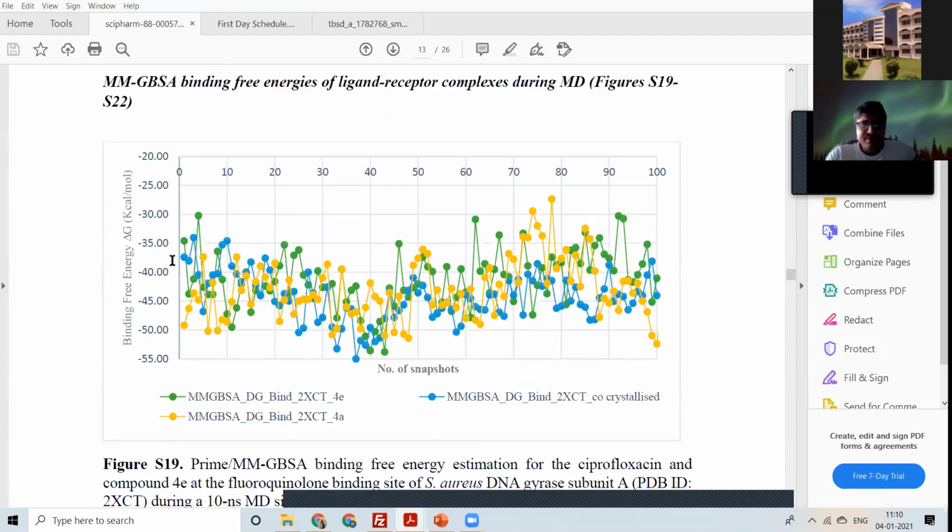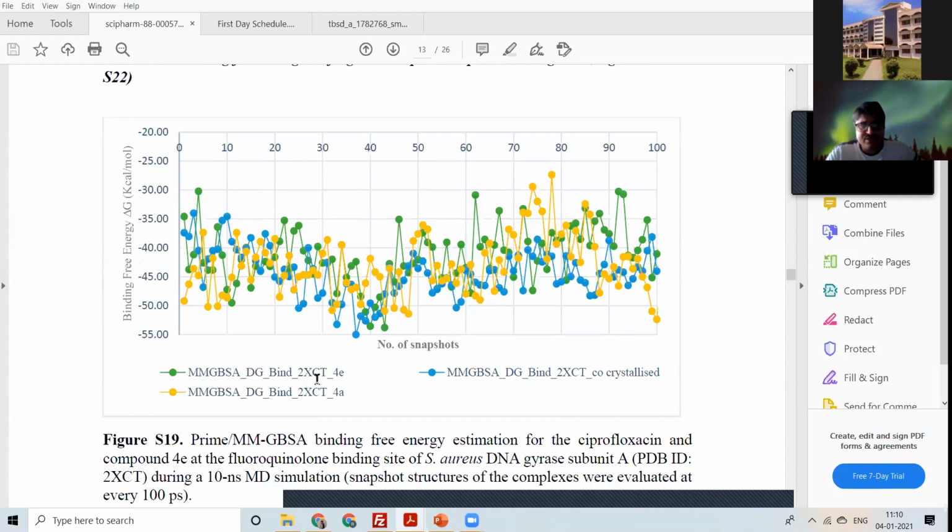And then when we compared the binding energy, you can see the binding energy of our compound was quite similar to that of the co-crystallized structure. This co-crystallized structure is actually the structure of ciprofloxacin. When we compare the binding energy of our compounds with ciprofloxacin, we observe a similar trend, and that's how we conclude that our compounds could show activity as antimicrobial compounds, because they interact in quite a similar way to the way ciprofloxacin interacts with the DNA gyrase A subunit.